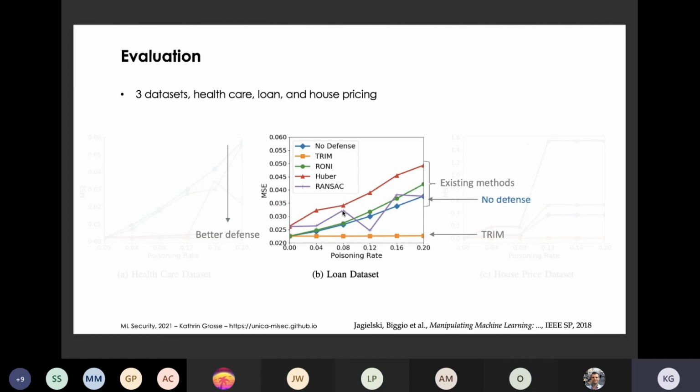So concerning the evaluation, in this case, in the plots, lower is better. And then we have a comparison with no defense and three other defenses. Brony was the one that we discussed earlier, if you remember. And what we see is that as the poisoning rate increases, the error also increases, which is natural because you're controlling more of the data.